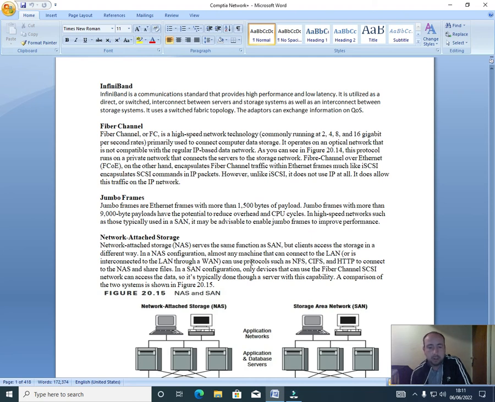Jumbo frames. Jumbo frames are Ethernet frames with more than 1,500 bytes of payload. Jumbo frames with more than 9,000 byte payloads have the potential to reduce overhead and CPU cycles. In high-speed networks, such as those typically used in a SAN, it may be advisable to enable jumbo frames to improve performance.